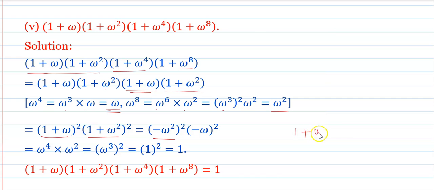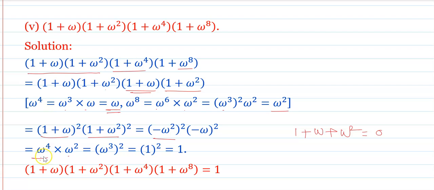1 plus omega plus omega square is equal to 0. The value of 1 plus omega is minus omega square. Again, 1 plus omega square is minus omega. Minus omega square bracket square means what? This minus and minus will become plus. You will get omega raised to 4. Again, the omega raised to 4 means what? Here omega.